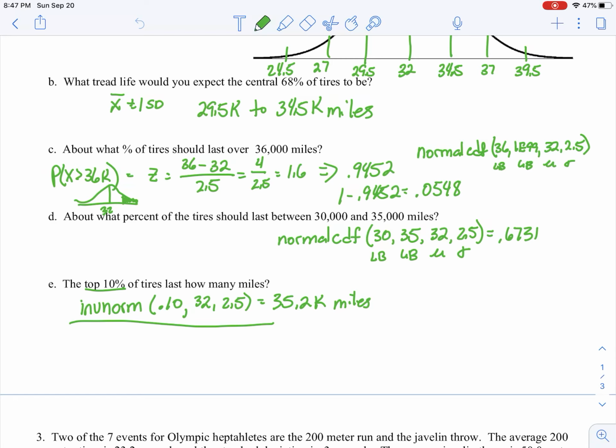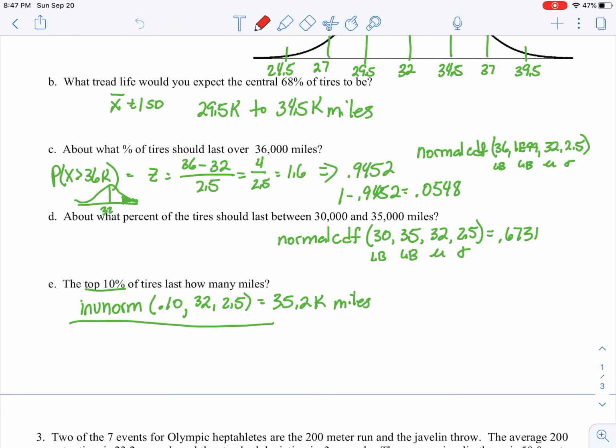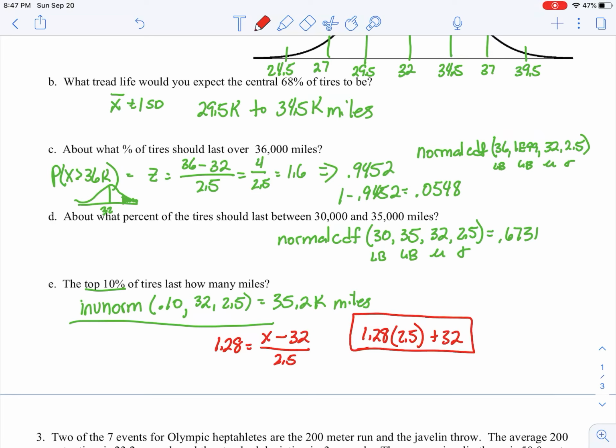So if we were to convert this, we said 1.28 would be my z-score, x minus 32 divided by 2.5. And here's why our ability to do this is important, because then the math to do this would be 1.28 times 2.5 plus 32. And what's going to happen is it's going to be a multiple choice question, and this is going to be your response.